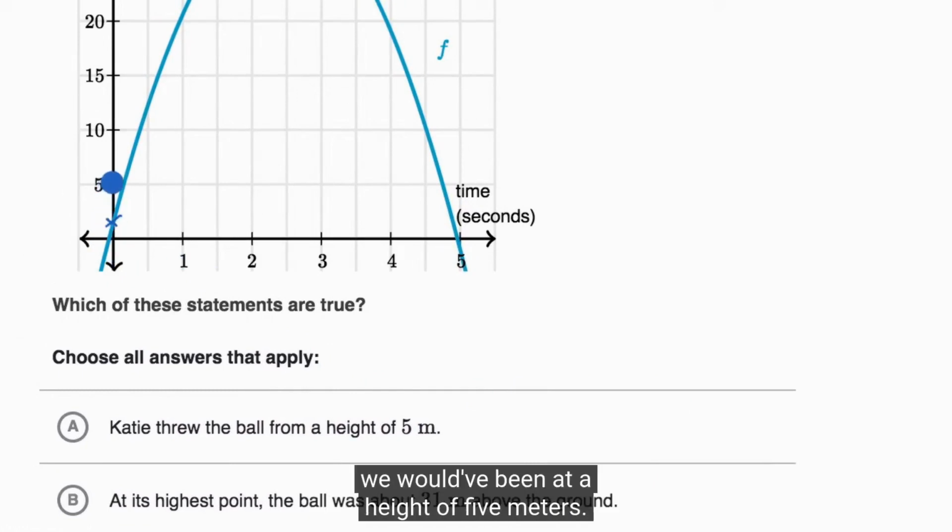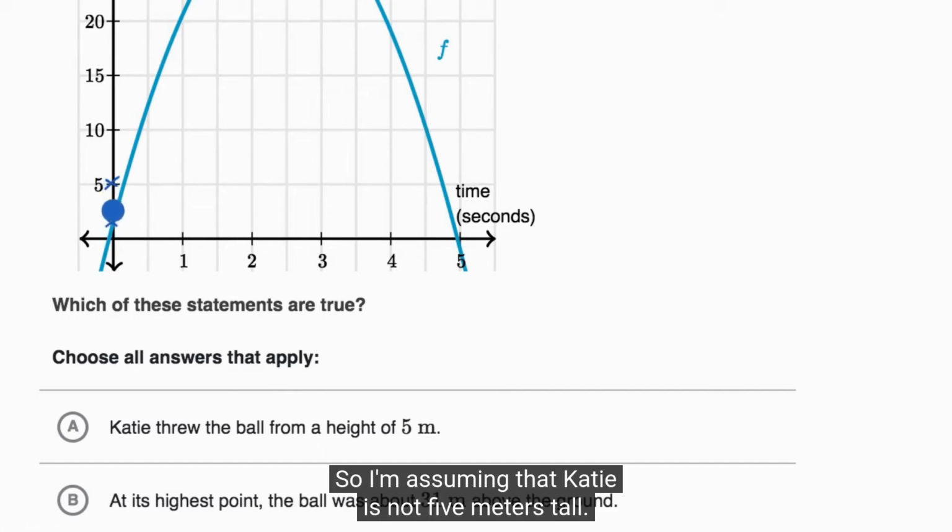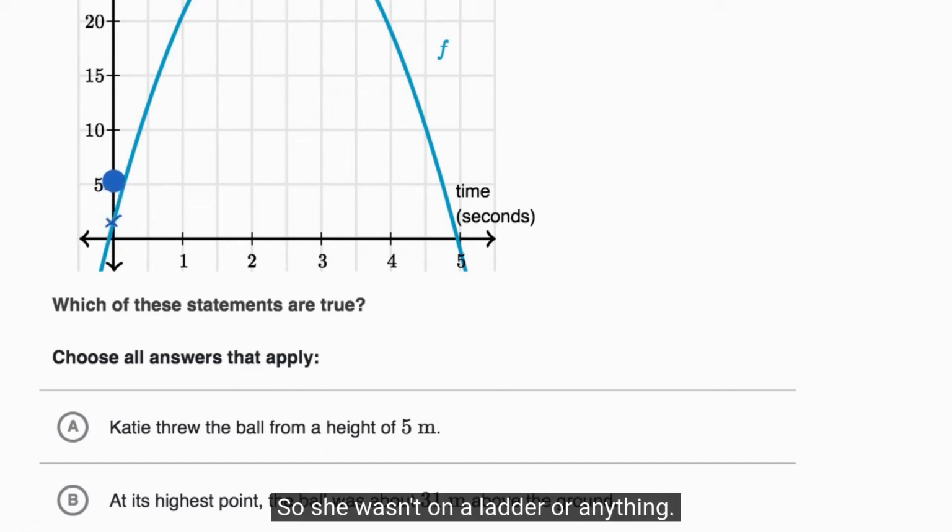At time t equals 0, it would have been at a height of 5 meters. Clearly, that is not the y-intercept. It looks like she threw it from a height of maybe 1.5 or 2 meters. So I'm assuming that Katie is not 5 meters tall, so she wasn't on a ladder or anything. She just threw it from her regular height. And so we can rule out this first choice.